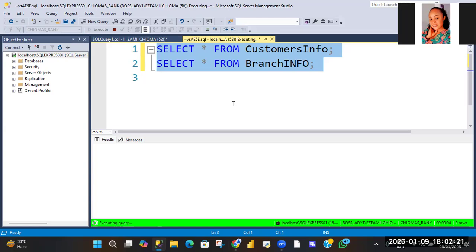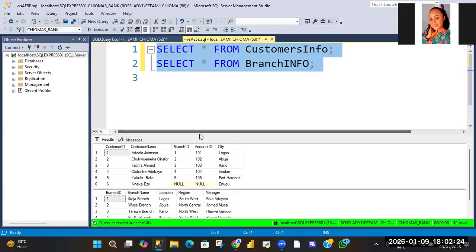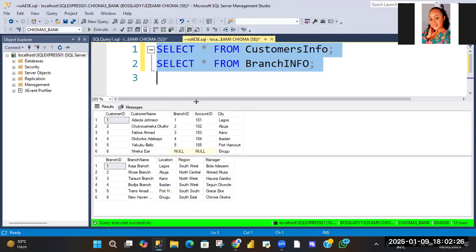So when you look at them together, let's drag this up a bit. So look at this now. Though the lesson is not about primary key or foreign keys, if you look at this table now, you find out that in the branch info table, this is the primary key, the branch ID. But looking at the customer info table, it is a foreign key in customer info table, right?